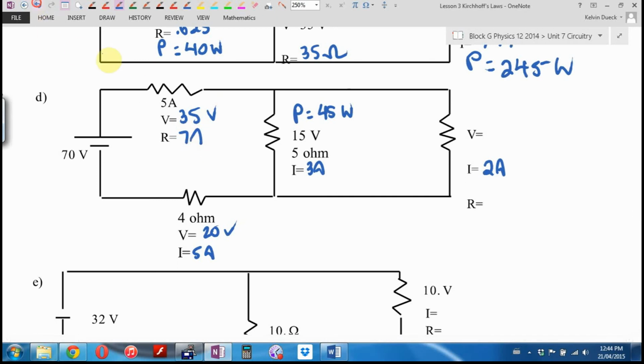Seven. I always do amps. I don't know why. And how many watts of power? 35 times 5, 175? No. Yeah? That's a bright bulb.